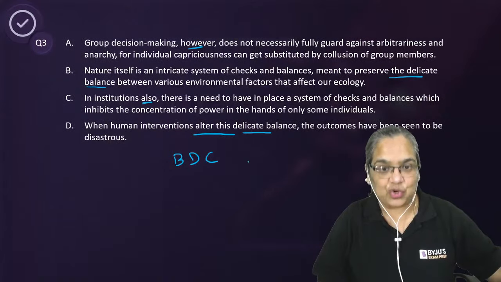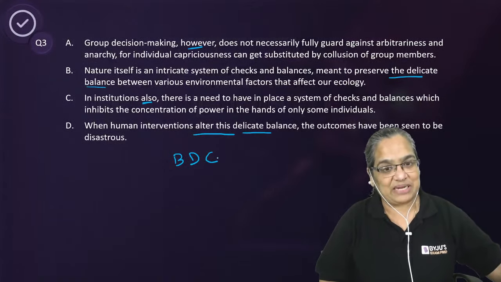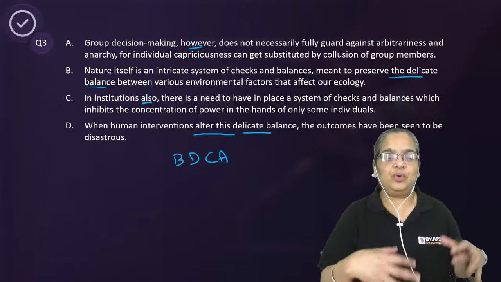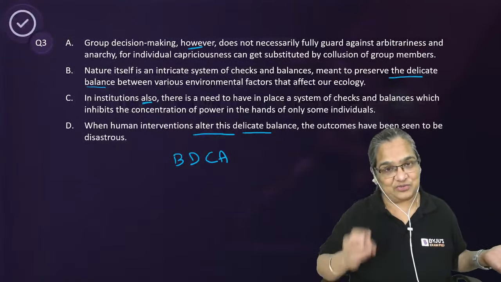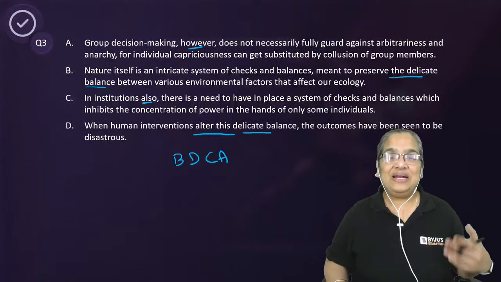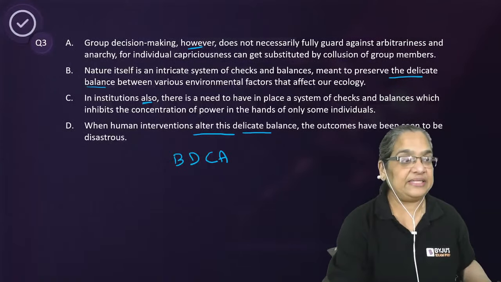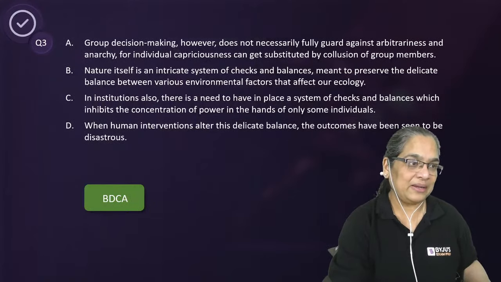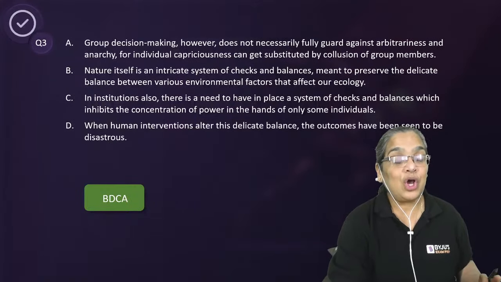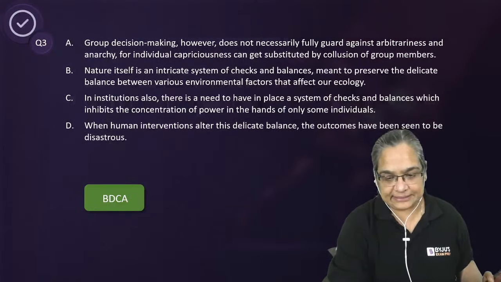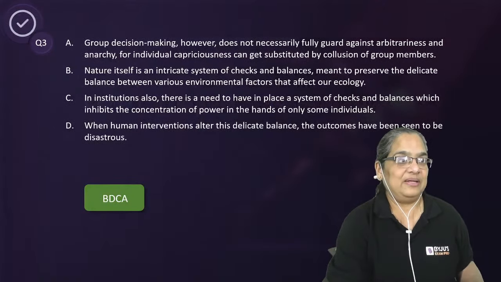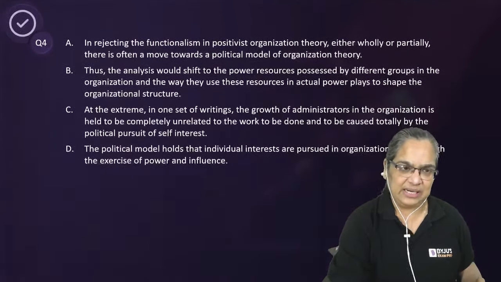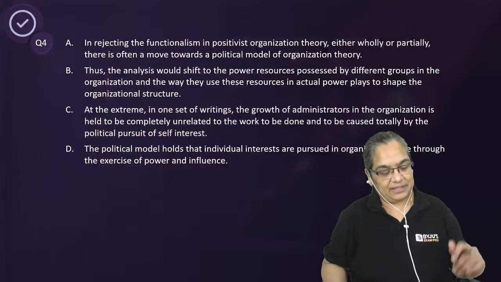In institutions also, we need to have a system of checks and balances. However, so instead of individuals, you should stop concentration of power in the hands of individuals. However, group also does not fully guard against anarchy. BDCA. Alright, many of you got it right. Many of you got B, the starting sentence, correct, but CA also you got, many got BDCA, but others got a little carried away by the sequence.